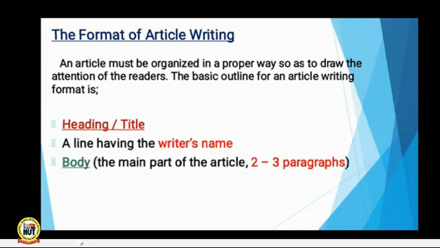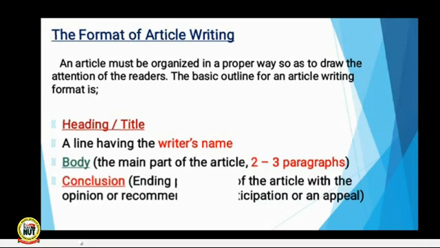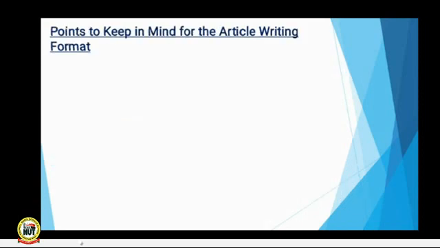Body, the main part of the article, in 2 to 3 paragraphs. Very important. Conclusion, the ending paragraph of the article with the opinion or recommendation, anticipation, or an appeal. The conclusion usually contains all these details. Probably you might want to recommend on the topic. You might want to appeal. It all depends on your subject matter, what you are writing about.